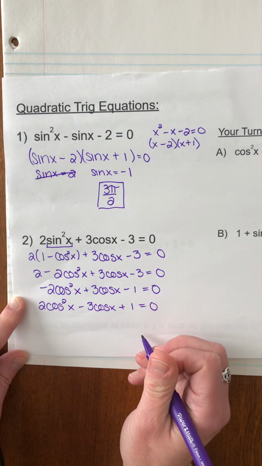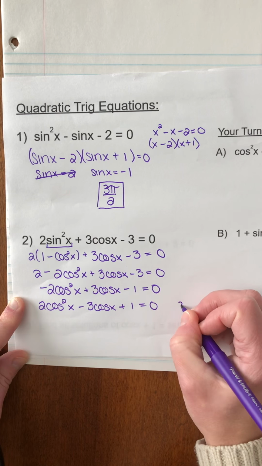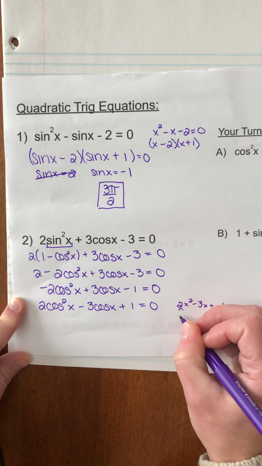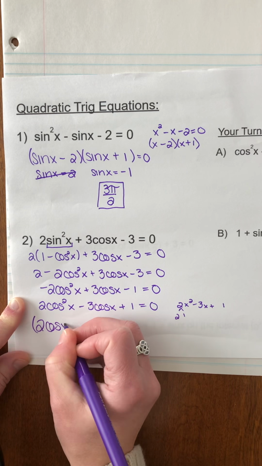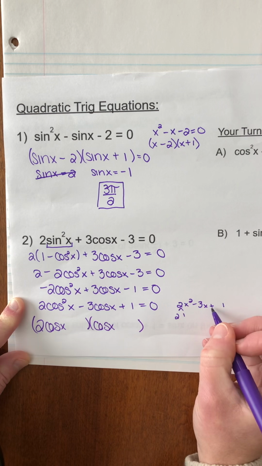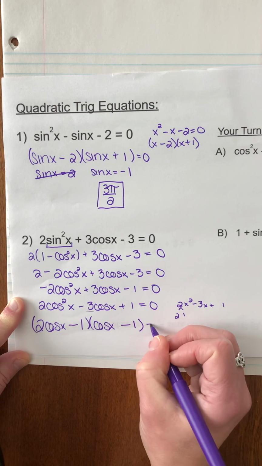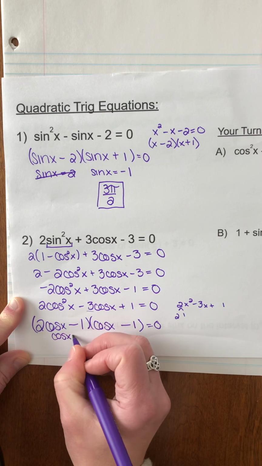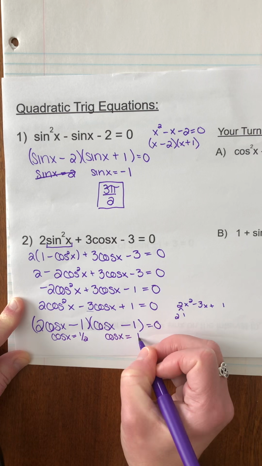Now I want to solve, so I'm going to factor this just like we would if it were 2x squared minus 3x plus 1. I would do my factors of 2, 2 and 1. So it's going to be 2 cosine x and 1 cosine x. My factors of 1 are 1 and 1, and I want it to give me negative 3, so negative and negative. I set each parenthesis set equal to 0. So cosine x equals positive 1/2, and cosine x equals positive 1.